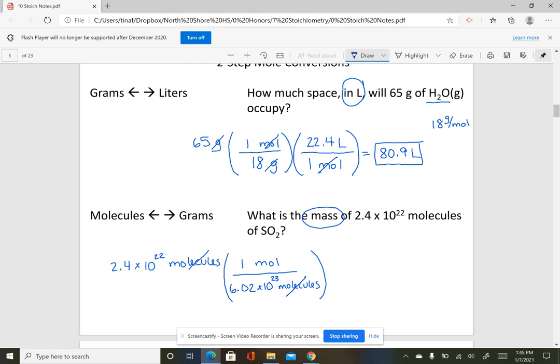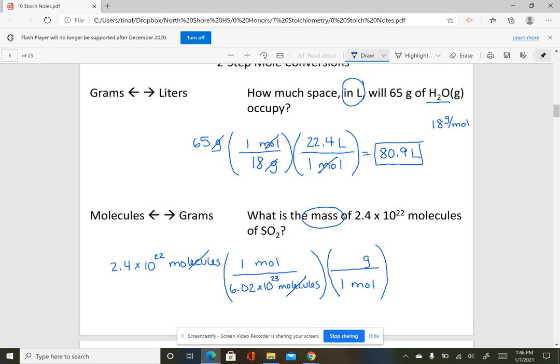Cancel out molecules. I don't want to stop there because right now my unit is mole and the question is asking me to find mass. So I need 1 more conversion factor. If I want to get rid of moles and end up with mass, I want to put moles on the bottom and mass on the top. Now, for the mass, I have to look at what the substance is and I have to look on the periodic table. So I'm just going to delete these arrows because they're in my way now.